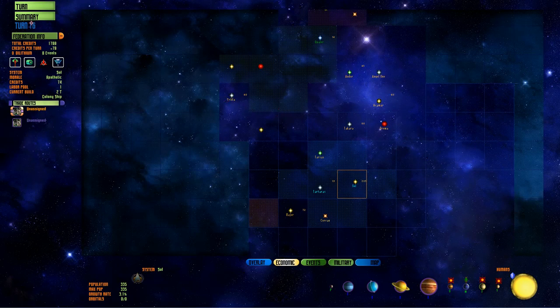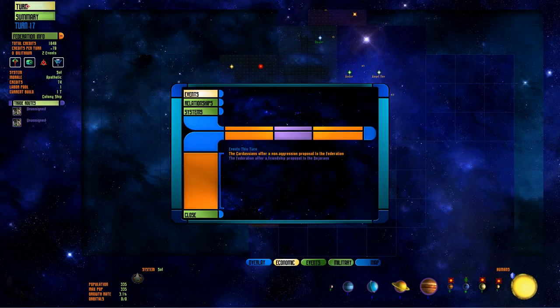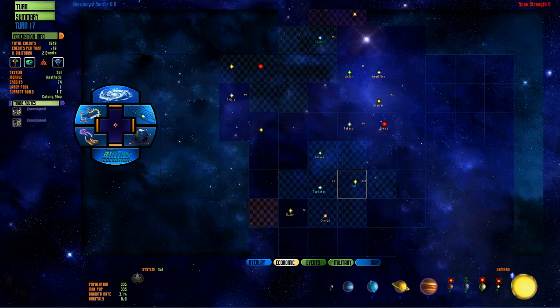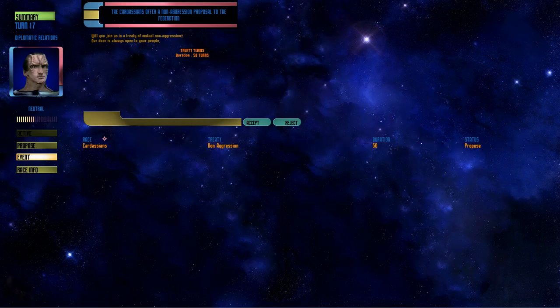Let's go and end the next turn. Diplomatic messages have been received. Oh, they offer a non-aggression proposal. I think we will accept that. Can I click on it? No. So let's go and accept that. Treaty will be accepted. It's good.